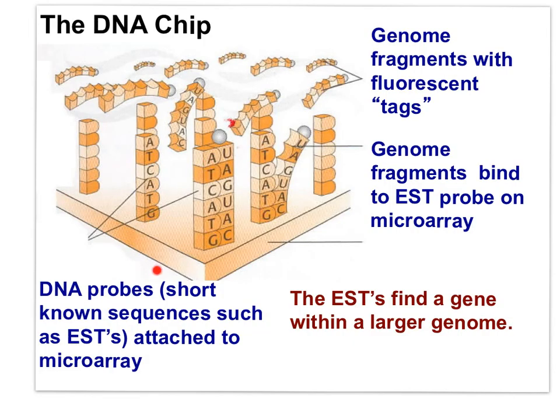ESTs can be attached to microarrays, and then genome fragments from another organism, an organism of interest, a cell of interest, tagged with fluorescent molecules, is then washed over the microarray. The genome fragments bind to the EST probe on the array, and the ESTs find the expressed genes within the larger genome. ESTs can be used to identify diseased or cancerous cells based on the specific gene expression within those cells. ESTs contain enough information to permit the design of precise probes for DNA microarrays like this one that can be then used to determine gene expression.